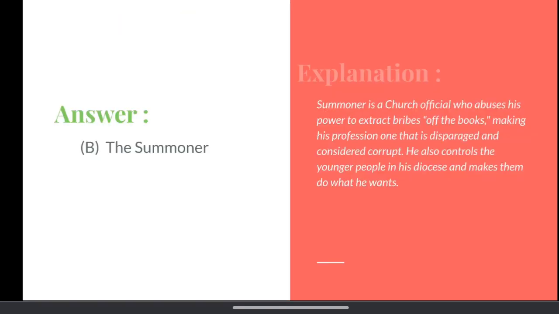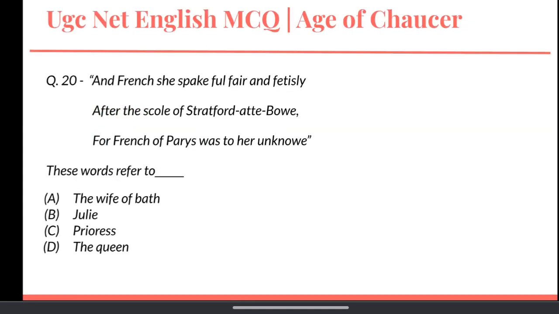Option B, the summoner. The summoner is a church official who abuses his power to extract bribes off the books, making his profession one that is disparaged and considered corrupt. He also controls the younger people in his diocese and makes them do what he wants. Okay, moving on to the last question of today's video.